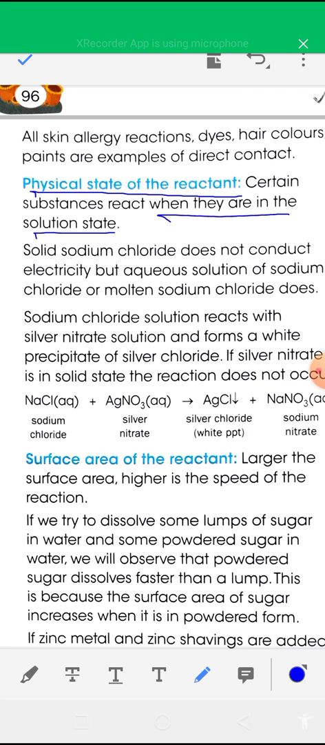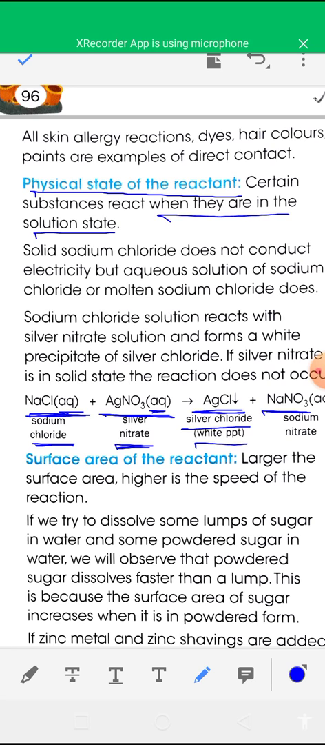For example, when an aqueous solution of sodium chloride, NaCl, is mixed with an aqueous solution of silver nitrate, you will get a white precipitate of silver chloride, AgCl, and sodium nitrate, NaNO3. So the reaction is NaCl (aq) plus silver nitrate (aq) to give a white precipitate of AgCl and sodium nitrate.